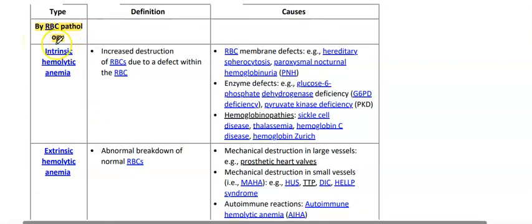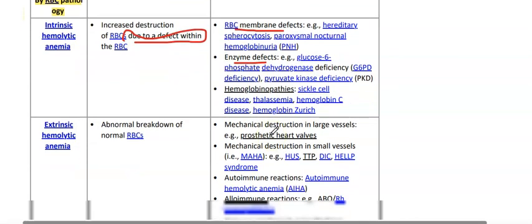By RBC pathology, we have intrinsic hemolytic anemia and extrinsic hemolytic anemia. In intrinsic hemolytic anemia, there is increased destruction of RBC due to a defect within the RBC. So RBCs are defective, due to which hemolysis occurs. We can have different causes like RBC membrane defects: hereditary spherocytosis and paroxysmal nocturnal hemoglobinuria. Enzyme defects: G6PD, glucose-6-phosphate dehydrogenase deficiency, and pyruvate kinase. While in hemoglobinopathies, we have sickle cell, thalassemia, hemoglobin C, and hemoglobin E.